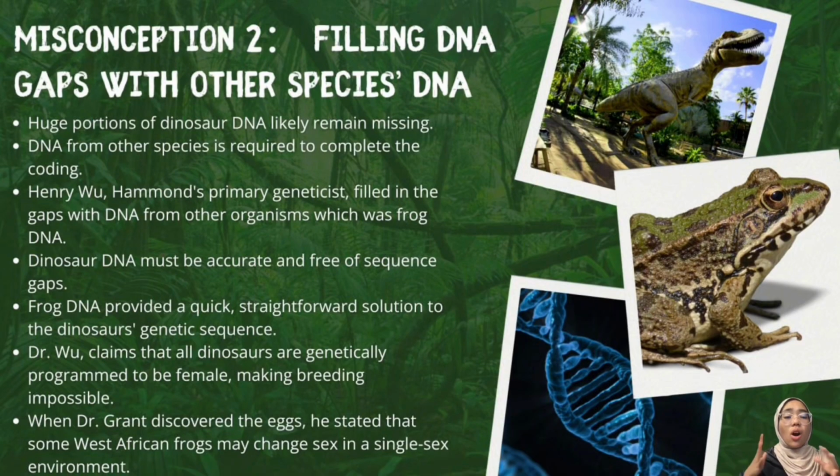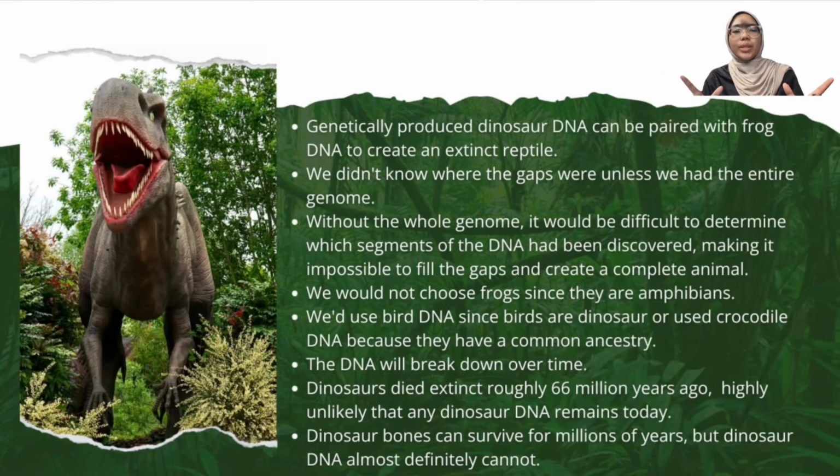Dr. Wu says that all the dinosaurs have the genetic ability to be female, making reproduction impossible. When Dr. Grant discovered the eggs, he mentioned that some West African frogs may change sex in a single-sex environment. Scientists gave dinosaurs the ability to change sex and therefore mate by combining a frog's genetic code with dinosaur DNA. In this movie, Jurassic Park 1993, there are several misconceptions portrayed, which are genetically engineered dinosaur DNA combined with the frog DNA to create an extinct reptile.